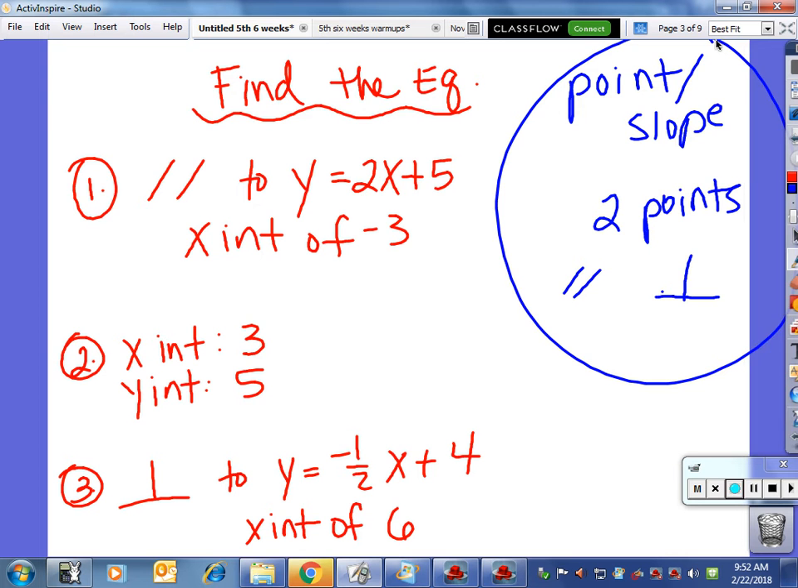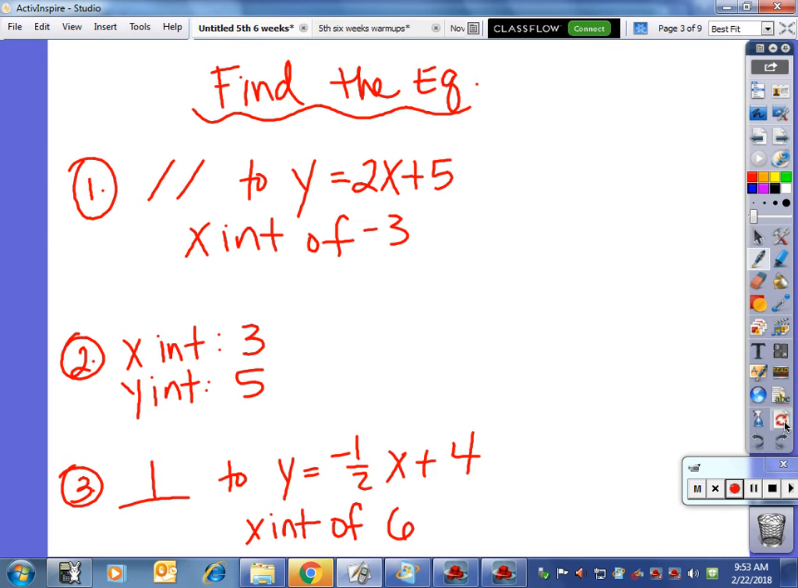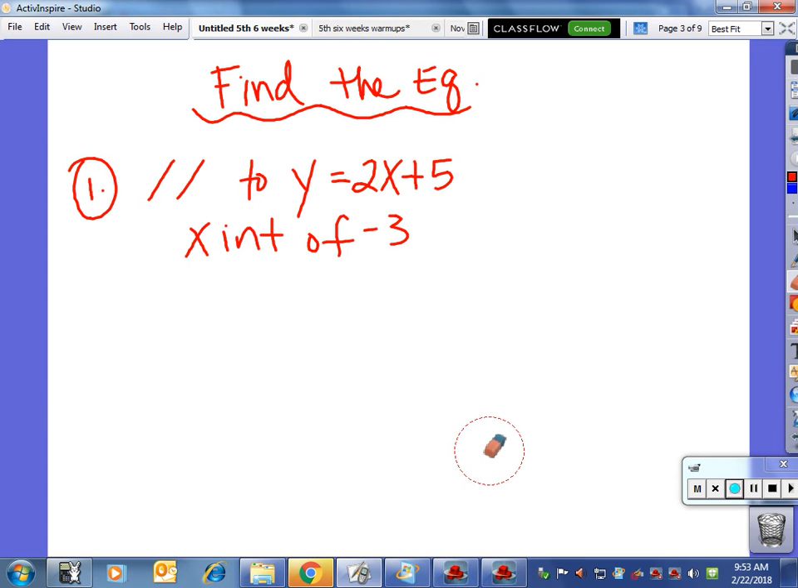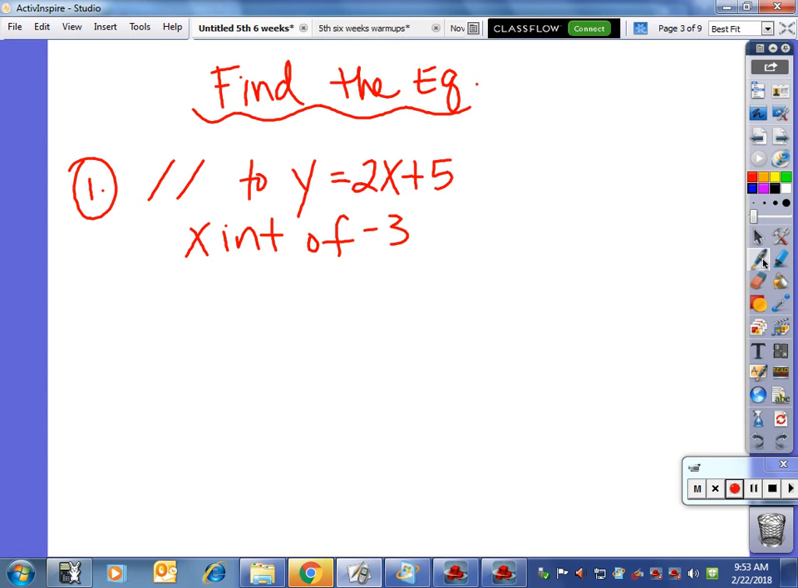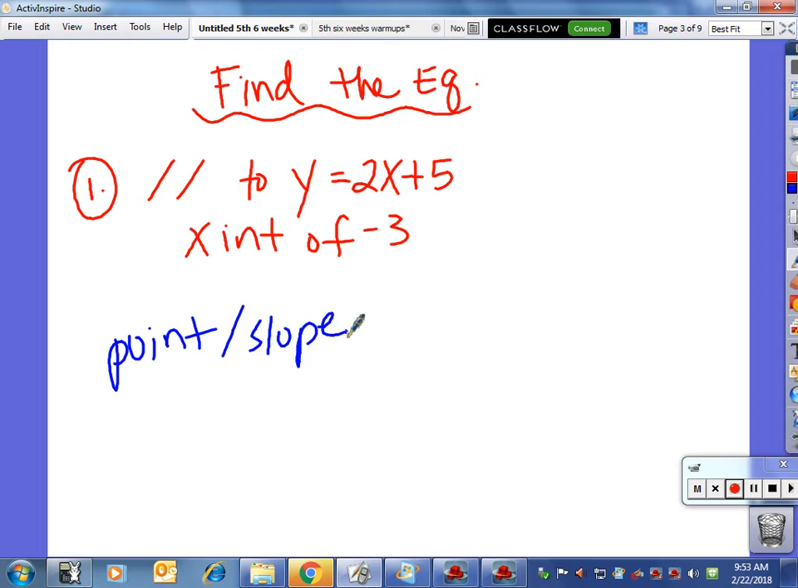Now, look at number 1. Number 1 is about parallel lines. What can you tell me about parallel lines? They don't intersect. They have the same slope but different y-intercepts. So what I am really doing on number 1 is I am giving you a point and a slope, but I'm doing it in a tricky way. First of all, I didn't come out and tell you the slope. I told you to be parallel to this guy right here.